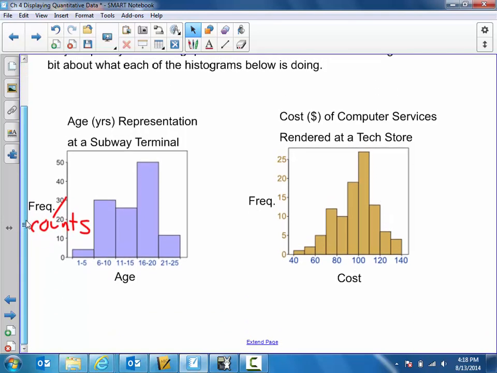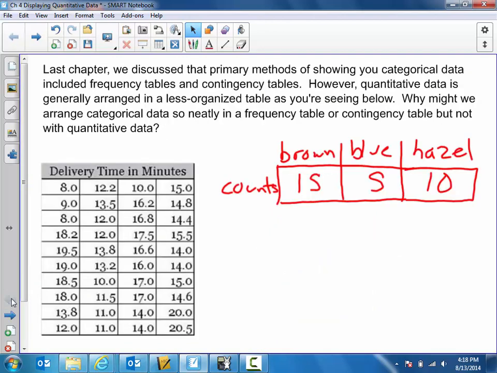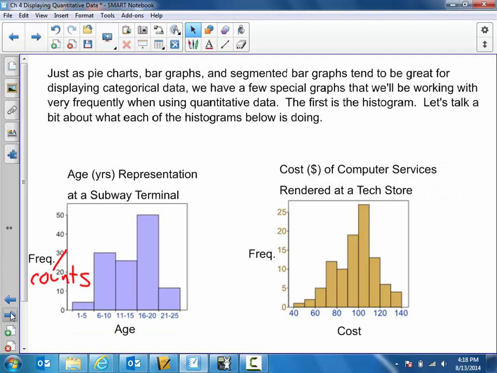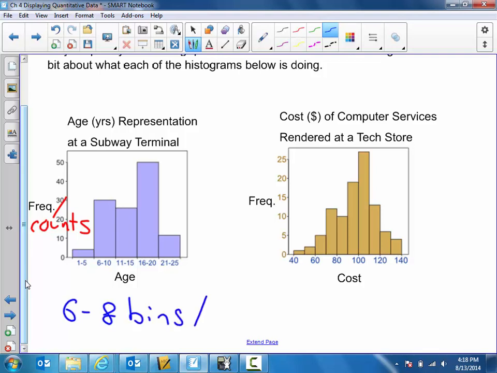Okay, so very similar to the bar graph, but you're lumping the quantitative information together because it can be so messy, and you're choosing bins here. Notice from the first blue histogram to the second gold histogram that the bin sizes can vary, and they can vary quite a bit. The bin sizes should really vary in such a way that, in general, you want to have 6 to 8 bins per histogram.